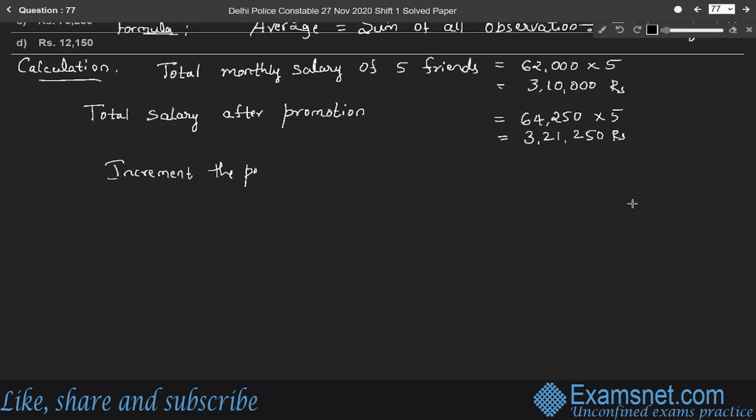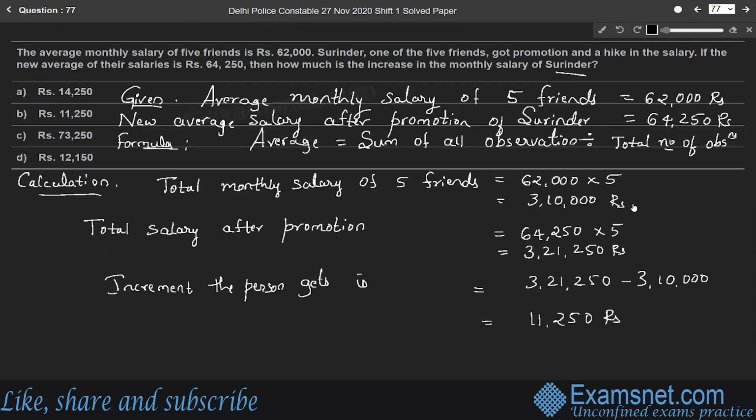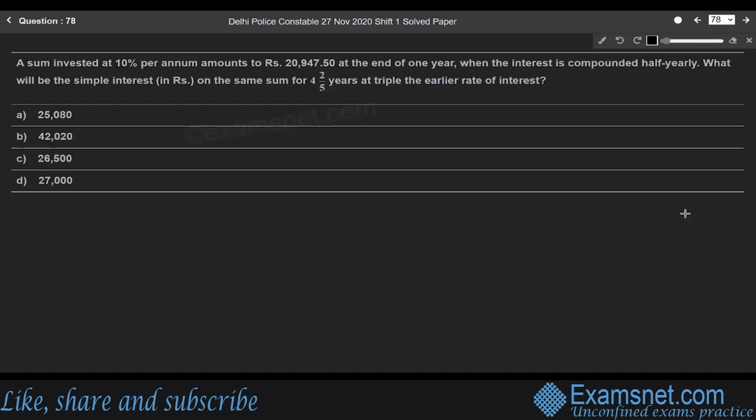So the increment the person gets is the change in their total salary, that is 3,21,250 minus 3,10,000 rupees. Therefore, it is 11,250 rupees. So in the question, how much is the increase in the monthly salary of Surinder? It is 11,250 rupees. Option B.